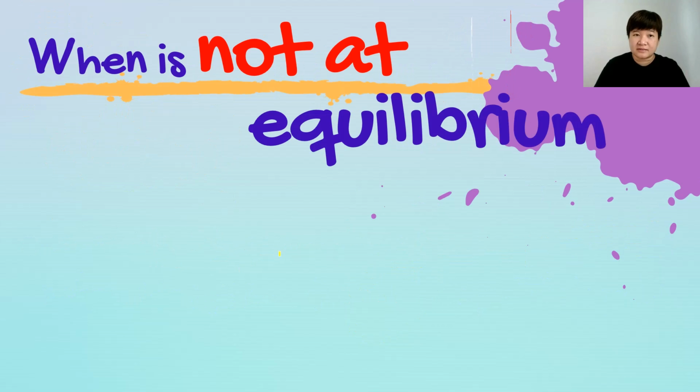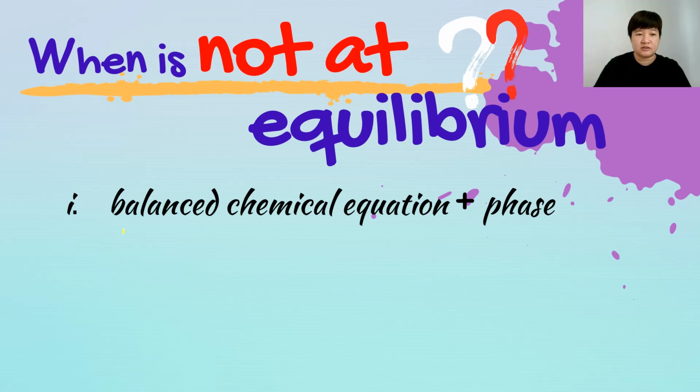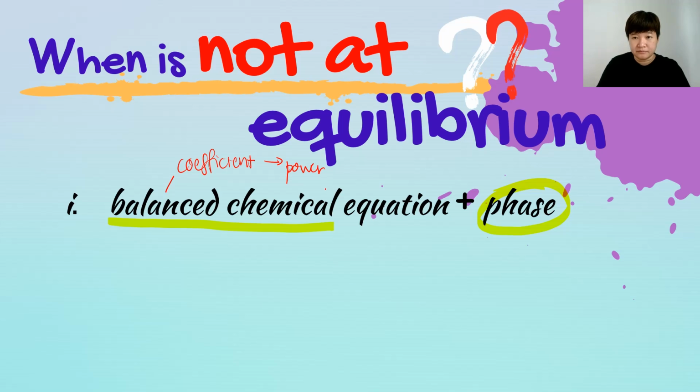Generally, when the system is not at equilibrium, we have 3 big steps. This is not the only step, but these are the 3 big steps. Step 1 is you must have a balanced chemical equation with phases. You know how important a balanced equation and phases are in Kc and Kp, because the coefficient in the balanced chemical equation will become the power of the concentration or pressure, and for the phases, you know that Kc will only take count of gas and aqueous, while Kp will only take count of gas. So it's very important to have a balanced chemical equation with the correct phases before you solve the question.